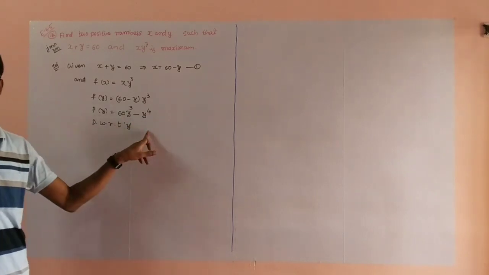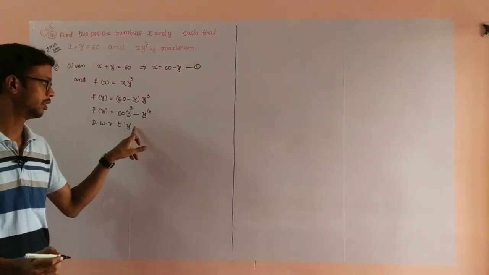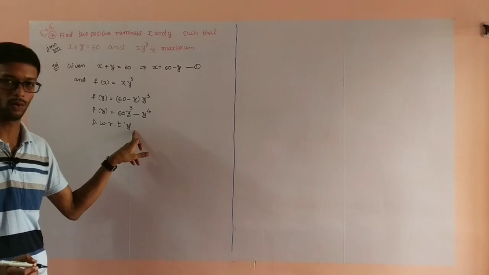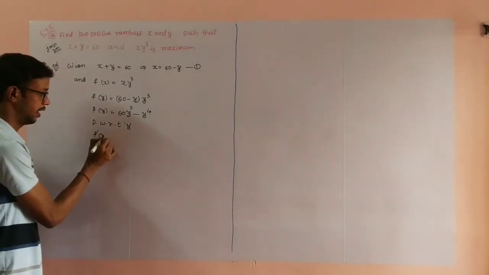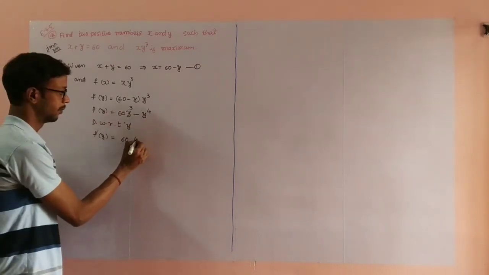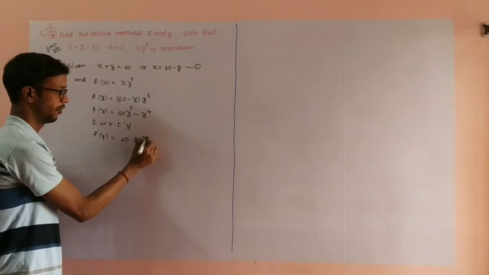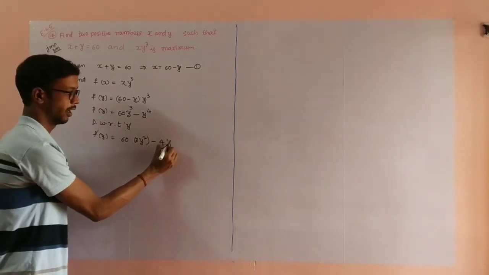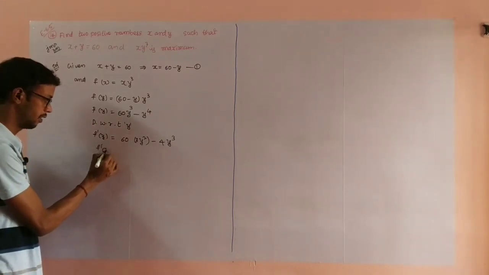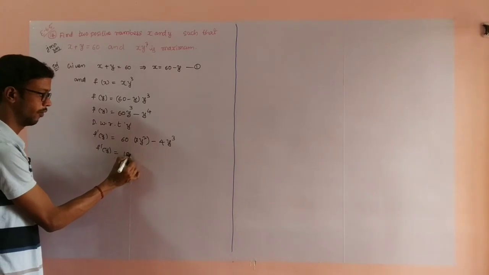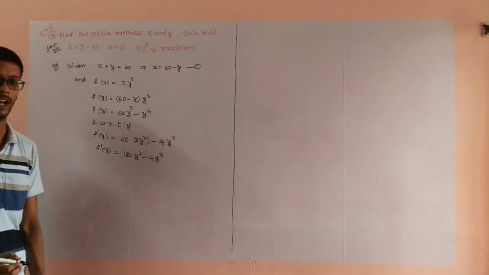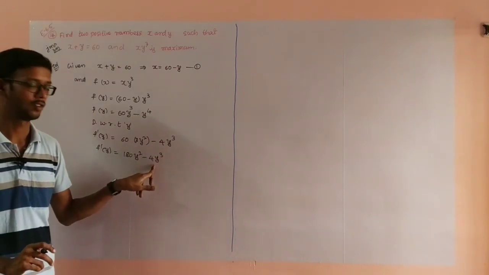Here the variable y is there, so y I am taking as the independent variable. So derivation with respect to y. F dash of y is equal to 60 into y cube derivation is 3y square, minus 4 y cube. F dash of y is equal to 180 y square minus 4y cube.